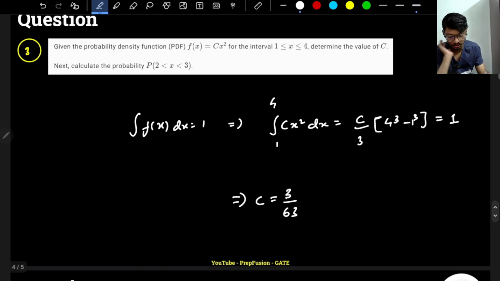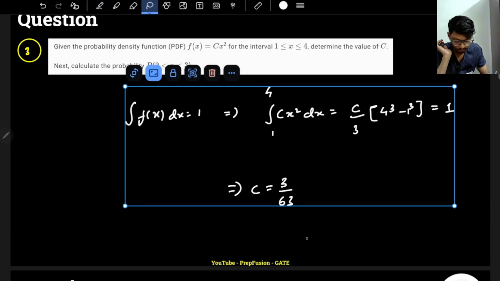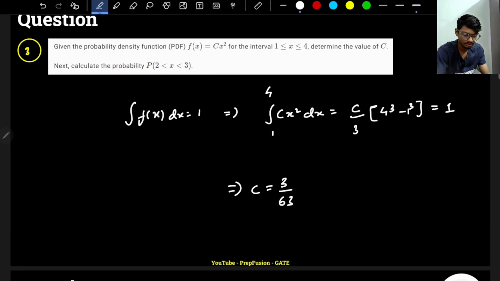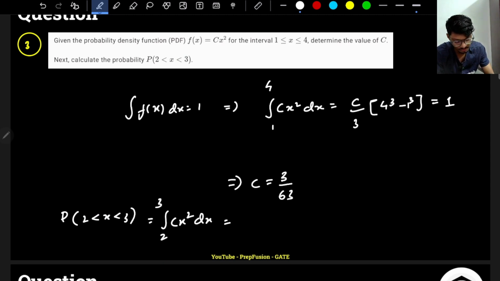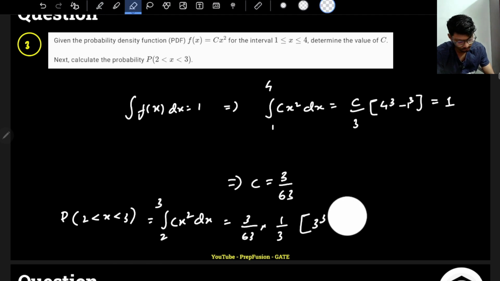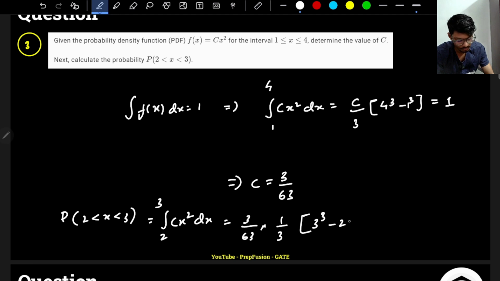Now what about this probability? How do you calculate this probability? Rather simple, right? Simply, the probability of x lying between 2 and 3 will be the integration from 2 to 3 of the probability density function, that is cx square dx. So c I know is 3 by 63, and this will come out to be 1 by 3 times 3 cube minus 2 cube. Okay, so this will be 3 cube minus 2 cube.